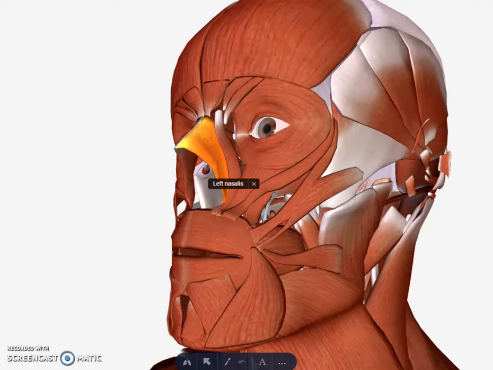This is the nasalis. It flares the nostrils. The origin is the maxillae. The insertion is the nasal aponeurosis.